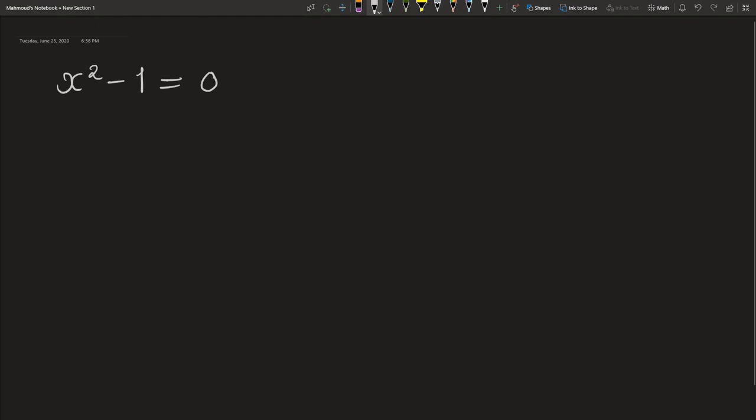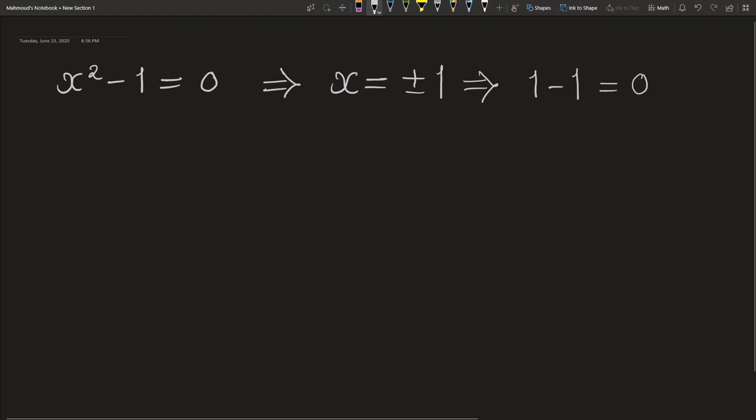We know by simple arithmetic that the solution to this equation will be the two values x equal to plus or minus 1. And a solution here means that when we substitute the value, the equation becomes an identity. In fact, when we substitute 1 or minus 1, we can clearly see that the equation will become 1 minus 1 equal to 0, which is indeed an identity of real numbers.